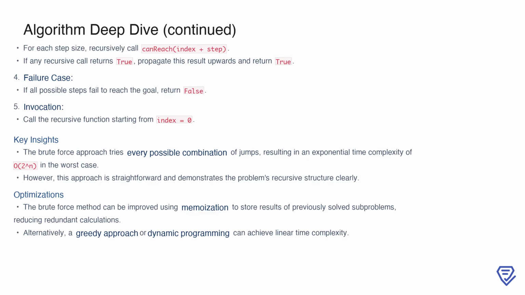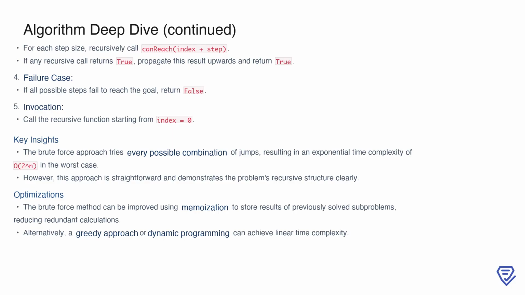For each possible step size from the current position, we make a recursive call to canReachIndex(index + step). If any of these recursive calls returns true, we propagate this success upwards by returning true for the current call. However, if none of the steps lead to the last index, we return false, indicating failure to reach the goal from the current path. This recursive exploration ensures that every potential jump combination is considered.